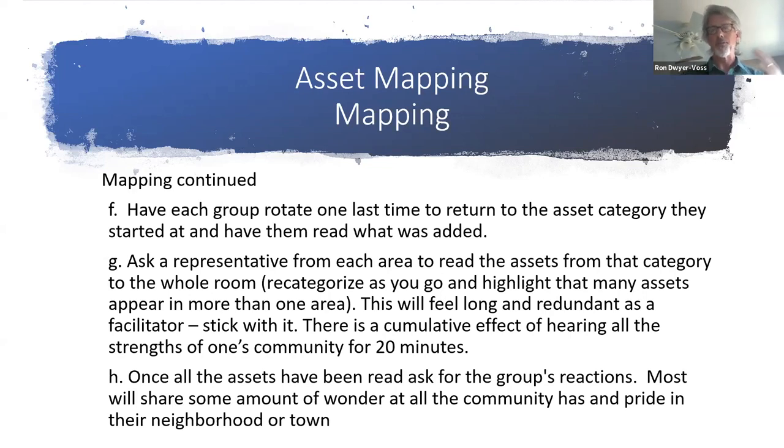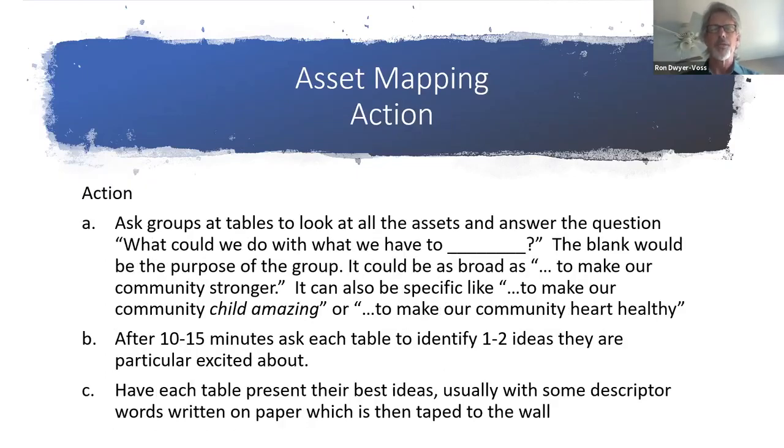And most of the time they'll share what I talked about earlier, some sense of amazement about their community, pride in their town. They'll use words like abundance and overwhelmed with goodness, opportunity, and they start thinking of what they want for their community in terms of what they have to get what they want for their community. And so then I'll put people back at their tables in whatever group formations they want to be, and ask them the question, what could we do with what we have to blank?